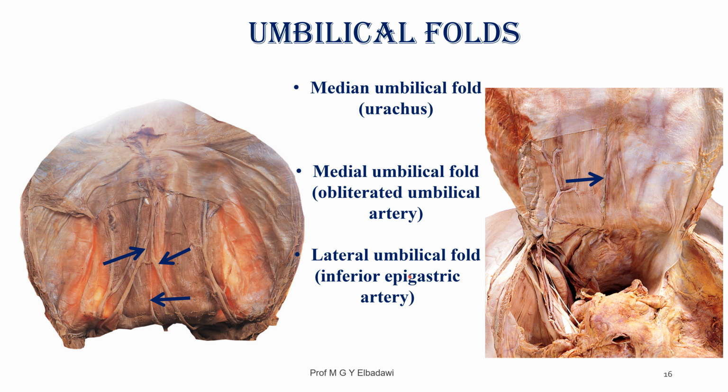The lateral fold, which is formed by the inferior epigastric, is this one, that is the inferior epigastric artery here and here. So that is the lateral fold, that is the medial fold, and that is the median fold as seen here, also the median, the medial, and the lateral. That is the arcuate line, which represents the lower border of the posterior wall of the rectus sheath. That's all about this part of the anterior abdominal wall. Thank you.